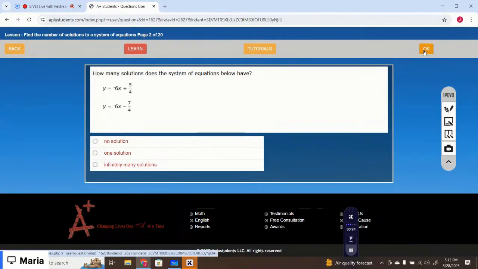How many solutions does the system of equations below have? So which is the correct option?